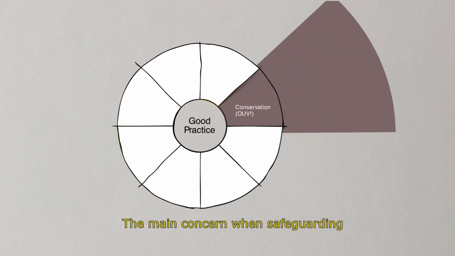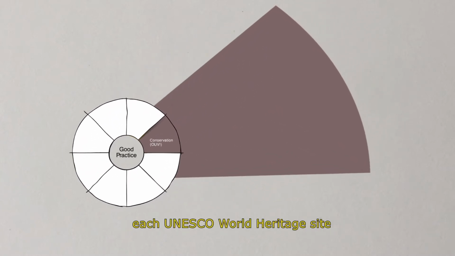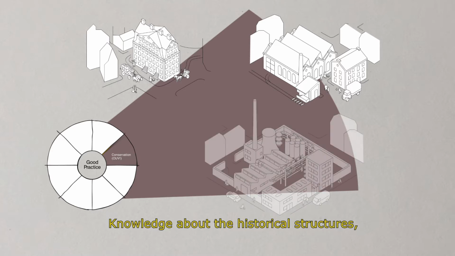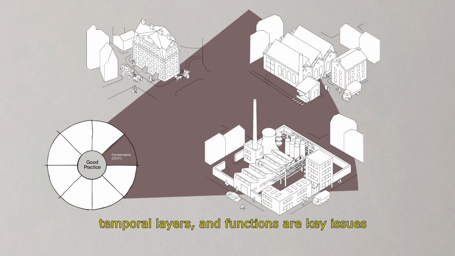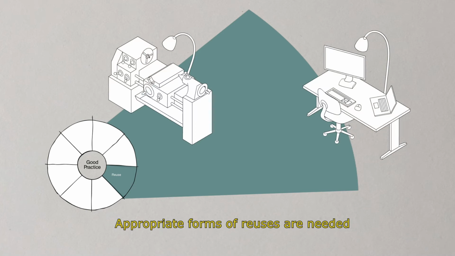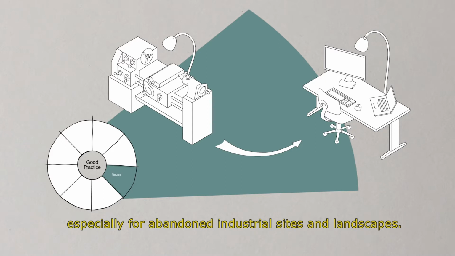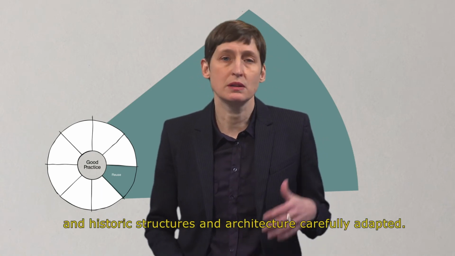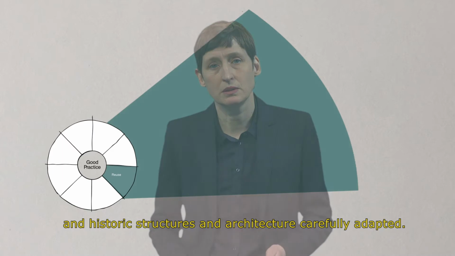The main concern when safeguarding each UNESCO World Heritage Site is to conserve its outstanding universal value. Knowledge about the historical structures, temporal layers, and functions are key issues for protecting a site's authenticity and integrity. Appropriate forms of reuse are needed to ensure long-term conservation and access, especially for abandoned industrial sites and landscapes. New functions have to be found and historic structures and architecture carefully adapted.